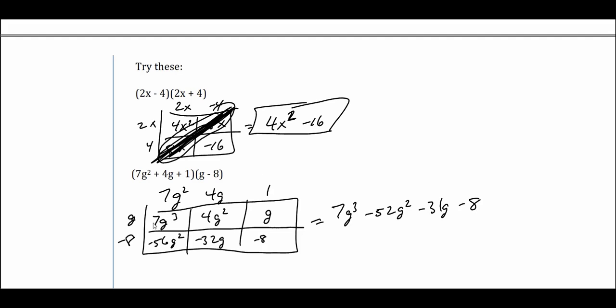The second one, I made my 2 by 3 box. So two rows and then 3 columns, right? 2 by 3. And I put the trinomial up top, and then the binomial on the side, and multiplied through. You can see that my diagonals here I can add, and my diagonals there I can add, and I get my final answer of 7g to the third minus 52g squared minus 31g minus 8.